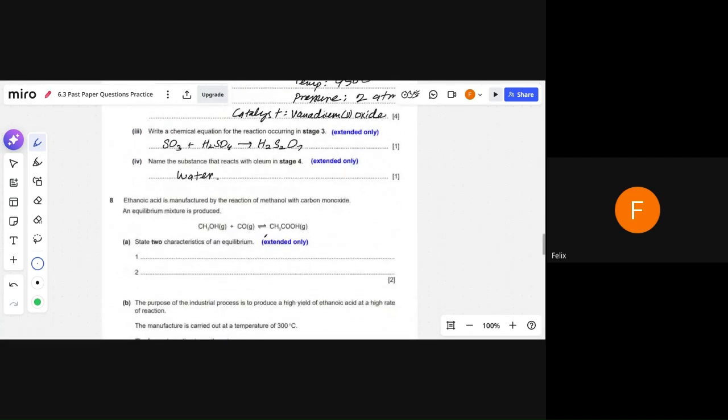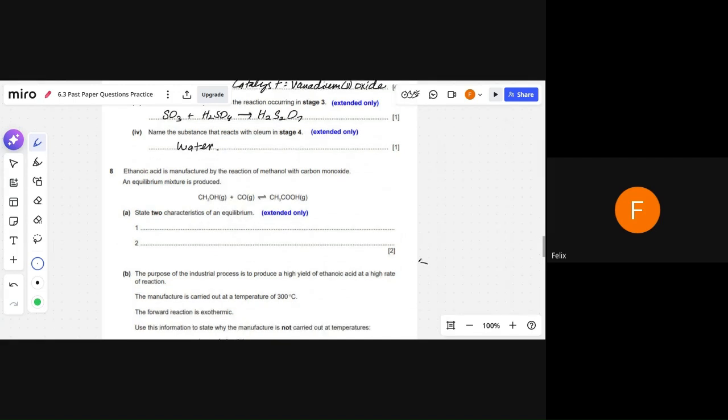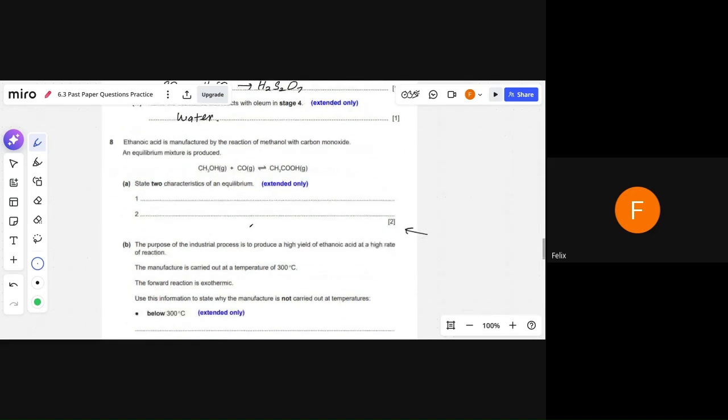All right, so state 2 characteristics of an equilibrium. We have talked about it. The rate of the forward reaction and the reverse reaction will be the same, and the concentration of the reactant and the product will remain constant. This is going to give you 2 marks. We have already answered this question above, so I'm not going to write it here.